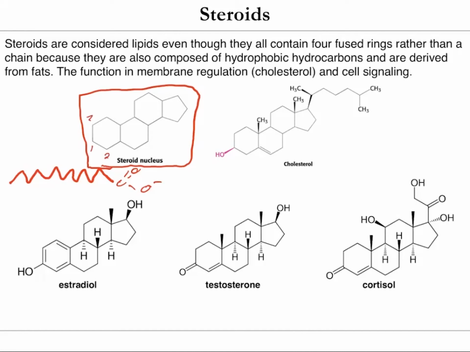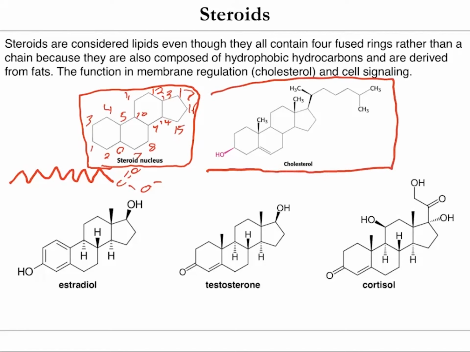So 1, 2, 3, 4, 5, 6, 7, 8, 9, 10, 11, 12, 13, 14, 15, 16, 17. So about as many carbons, or a comparable amount of carbons, as those hydrocarbon chains, but they form these 4 fused rings made out of these hydrocarbons. So arguably the most important steroid in your body is cholesterol. And cholesterol is kind of a unique steroid.